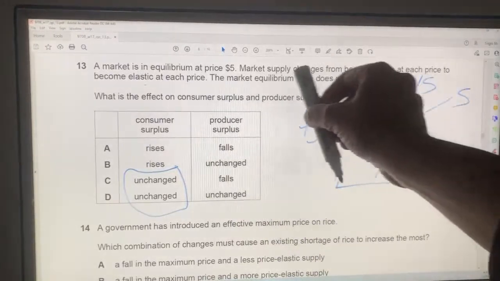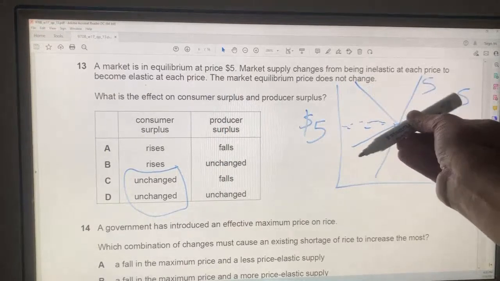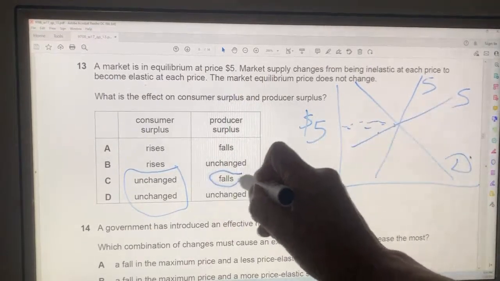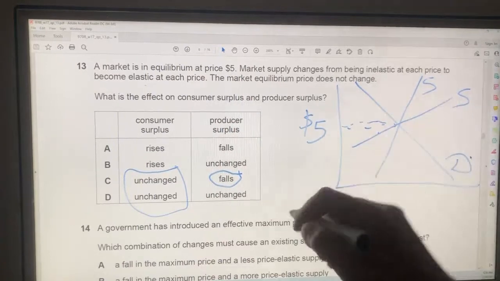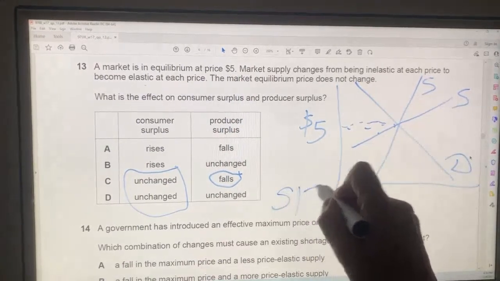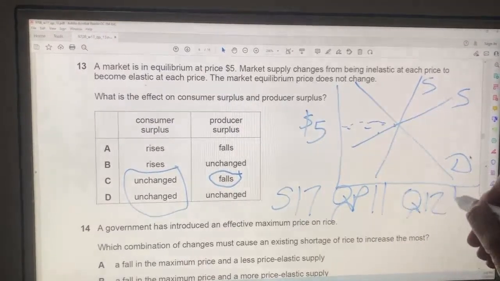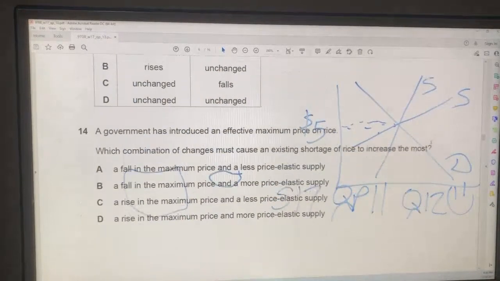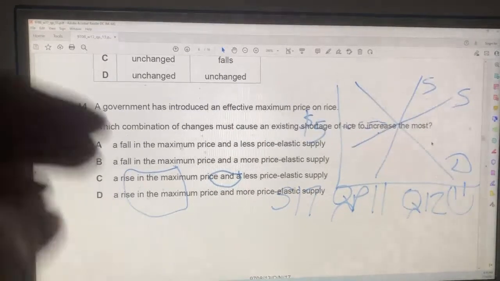But if the supply changes from being inelastic to being elastic at each price, then producer surplus falls. So answer for 13 must be C. There's another related question. I think it's Summer 17, question paper 11, question 12. You can check that. But the supply curve is just pivoting, so it doesn't change consumer surplus. It changes producer surplus.